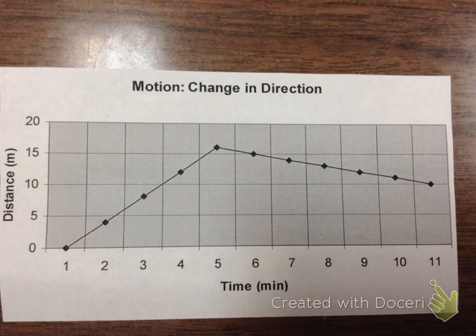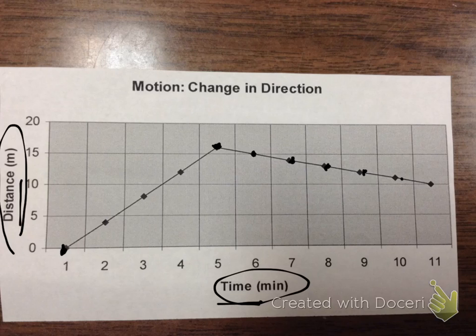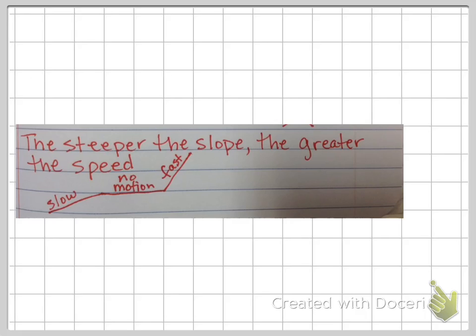All right, here's another example of a change in direction. Here at 1 second they were at the 0 point, and then 5 seconds later they were up here at about 16 meters away, and then they started coming back. 6 seconds later, they were back at 15, so they had already moved 1 meter closer to the starting line, and then closer and closer. This is minutes, and this is meters. This is time, and this is distance when you're graphing motion or speed.